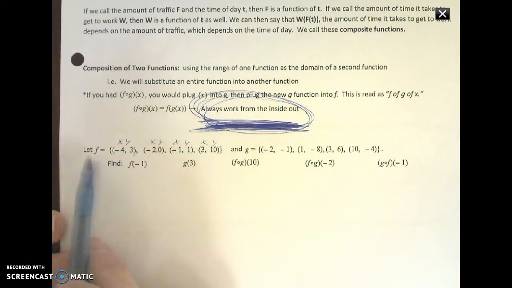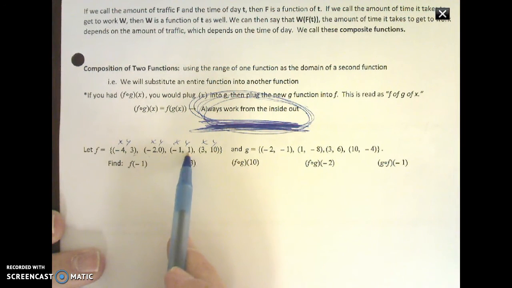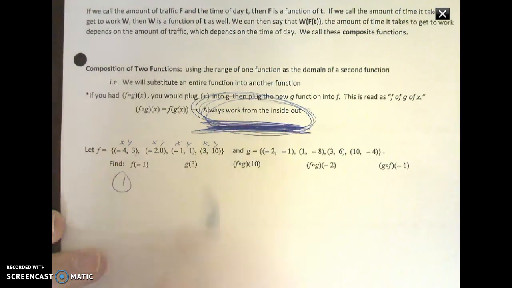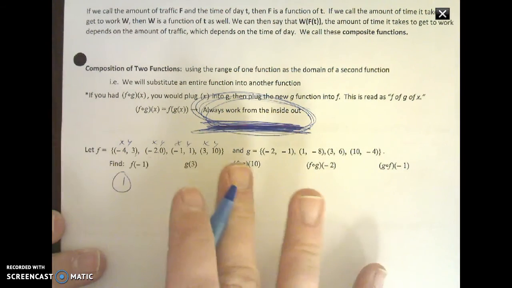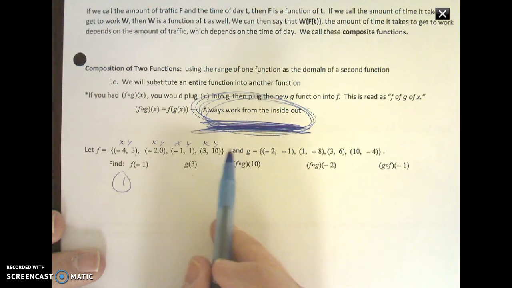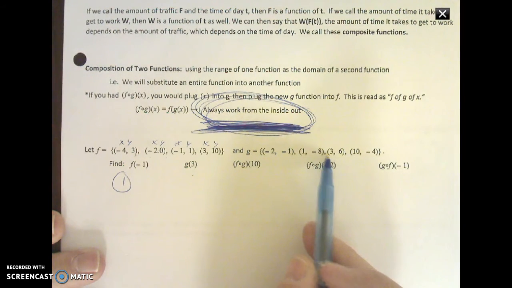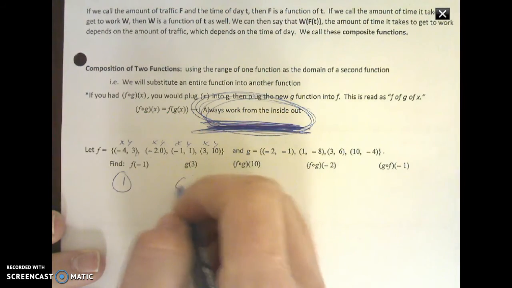Easy enough. F of -1. I have f and g. Here's f. Go to where you see x. -1 is my x value. What's my output? +1. Done. That's all I'm doing there. See how simple that is. If I come over here, g of 3, I'm not going to look at the f one. I'm going to look at g. Where do I see 3 as my x value? What's my output? 6.